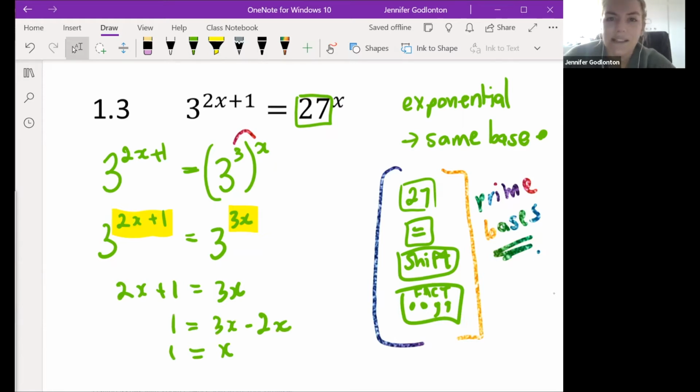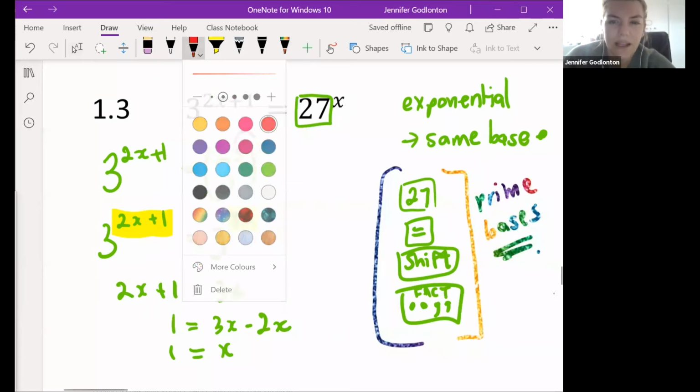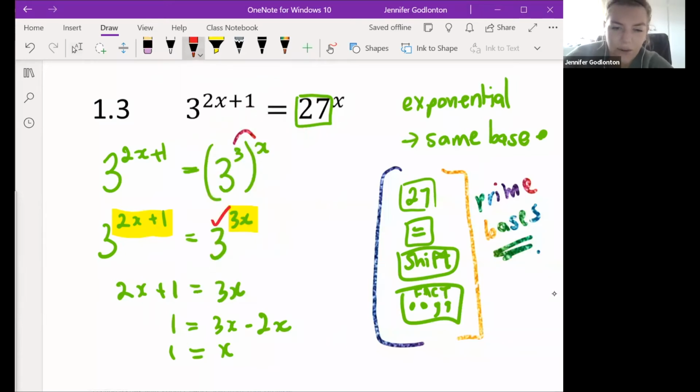For this one, let's see where your marks would go. You would get 1 for getting the 3 to the 3x. You'd get 1 for getting to this point over here, and then you get 1 for your final answer. So that would be out of 3 marks. So let me know where we're sitting with this one, 1, 2, or 3 out of 3.